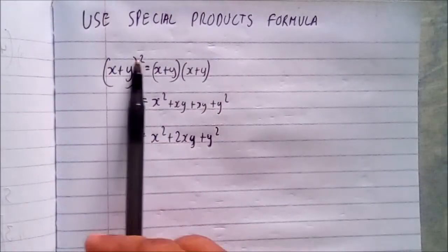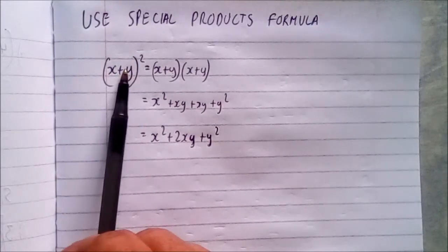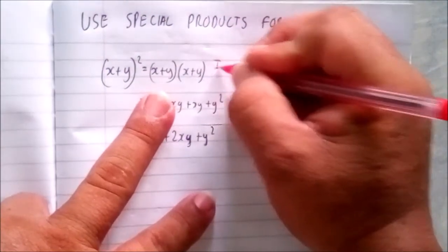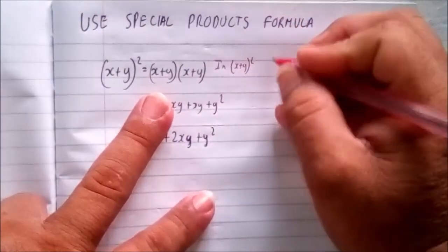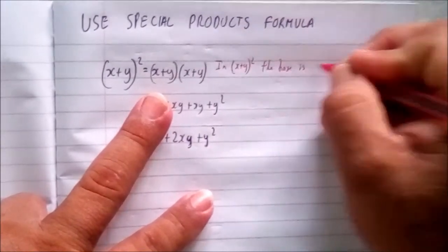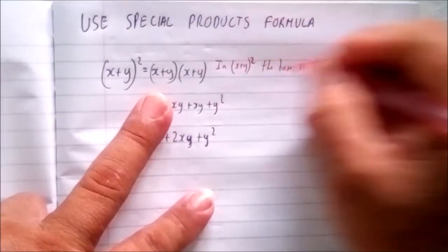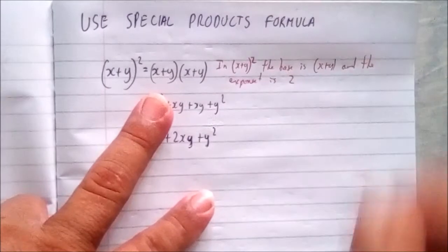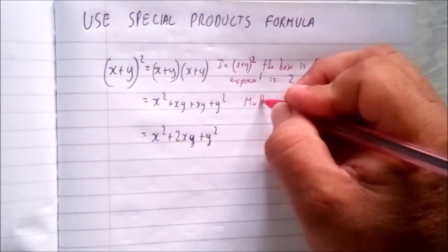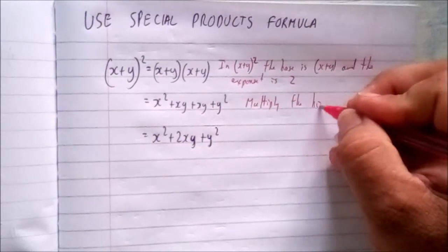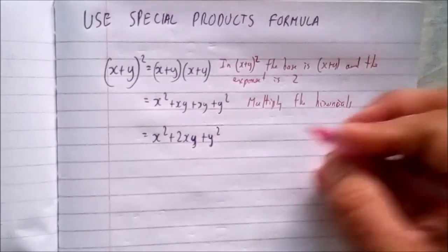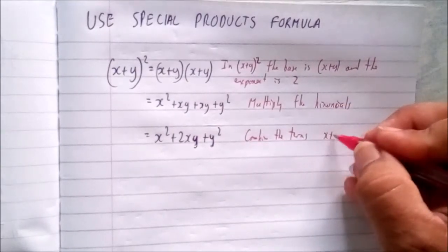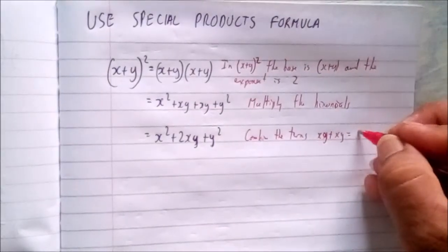So the first thing you need to do is expand it out, recognizing that this is the base raised to the power of 2. Let me write some basic things. In (x plus y) squared, the base is x plus y, and the exponent is 2. Then multiply the binomials, and then combine the terms: xy plus xy gives me 2xy.